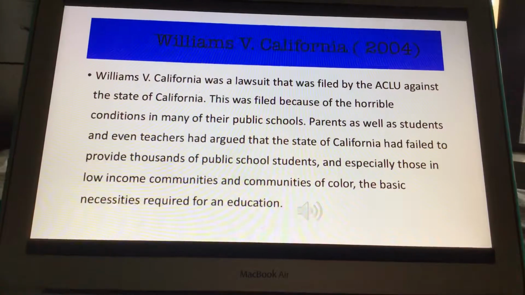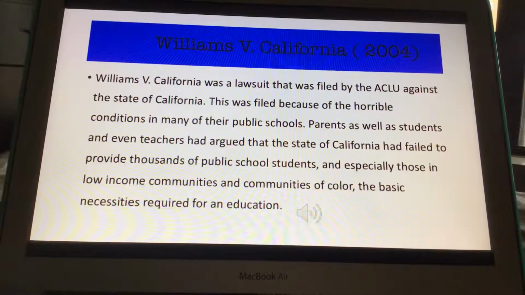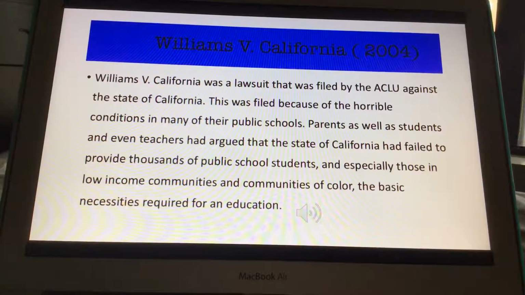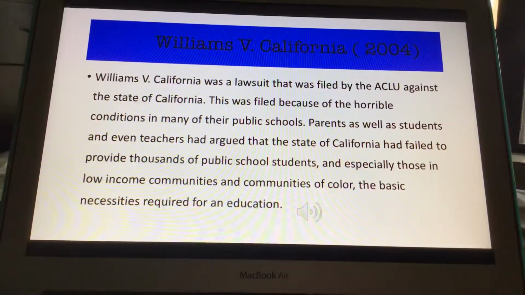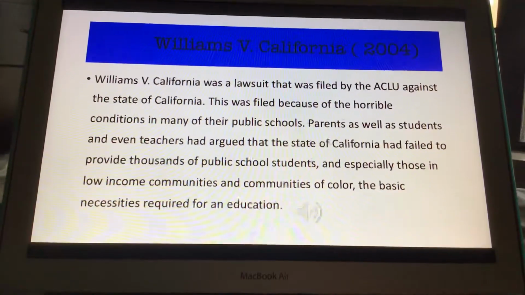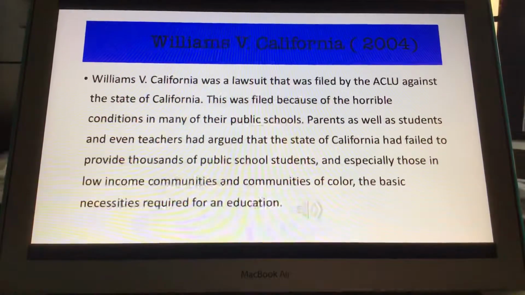Williams v. California of 2004 was also one of the more recent education court cases. Williams v. California was a lawsuit that was filed by the ACLU against the state of California. This was filed because of the horrible conditions in many of their public schools. Parents, as well as students and even teachers, had argued that the state of California had failed to provide thousands of public school students, and especially those in low-income communities and communities of color, the basic necessities required for an education.